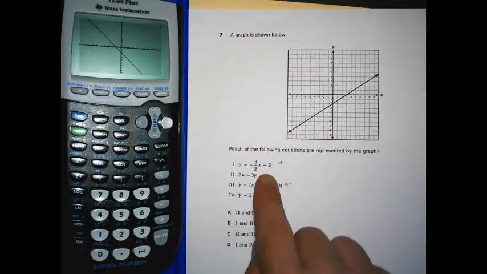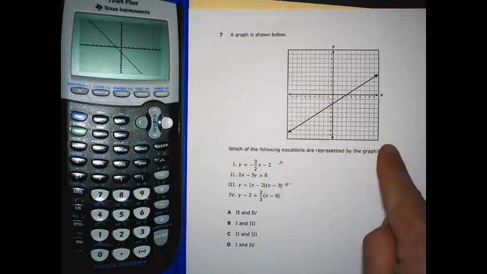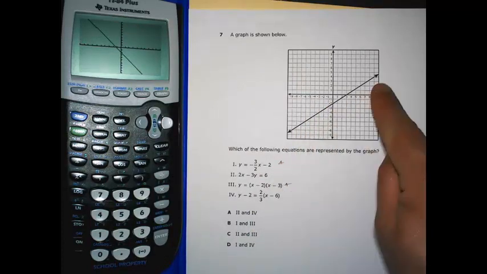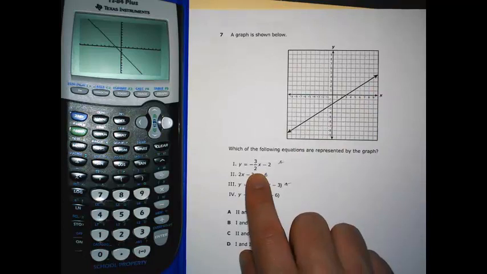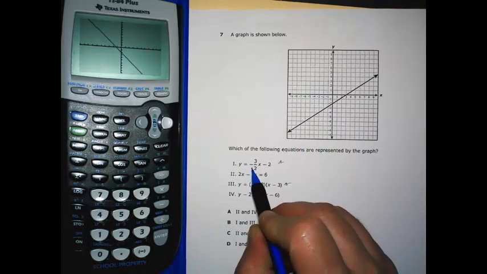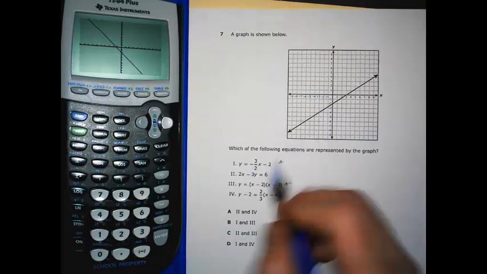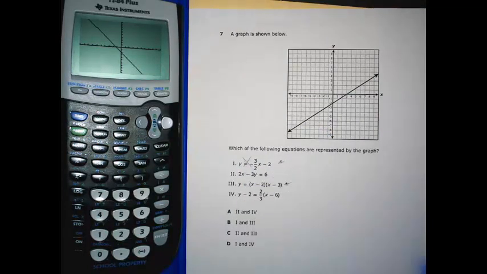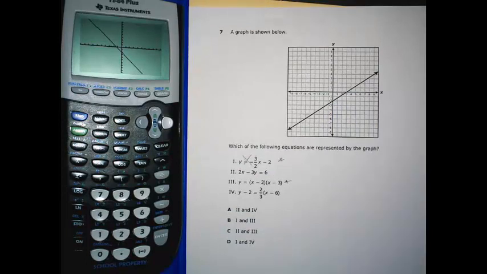And if you notice, my graph is going on a negative slope, and this one has a positive slope. In fact, I didn't even have to graph this. If you pay attention to the slope here, the slope is a negative slope. This doesn't have a negative slope, so this cannot be the equation of this graph.